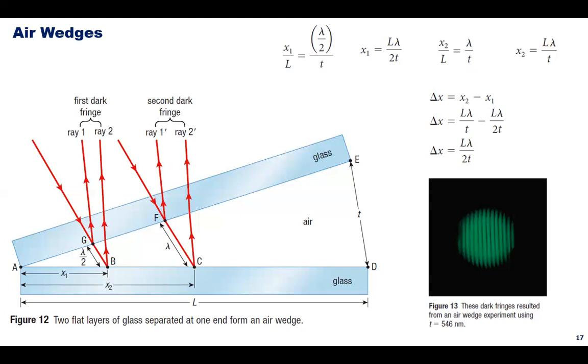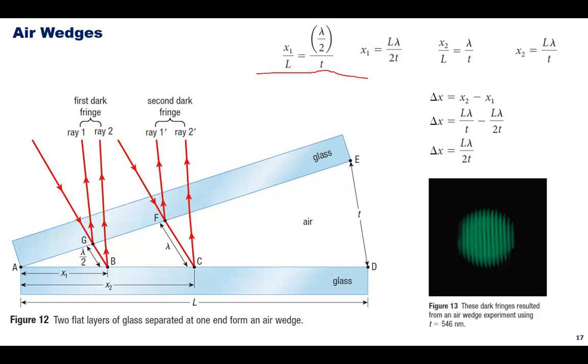Thus, the dark fringes occur whenever the separation distance of the two plates at a particular location is a multiple of one wavelength. So to determine the first minimum, x1, set the difference in path length to half of lambda, which is a condition for destructive interference to occur. Triangles AGB and AFC in figure 12 demonstrate that the first minimum meets the following condition: x1 over L equals half of lambda over t. Thus, x1 equals L lambda over 2t.